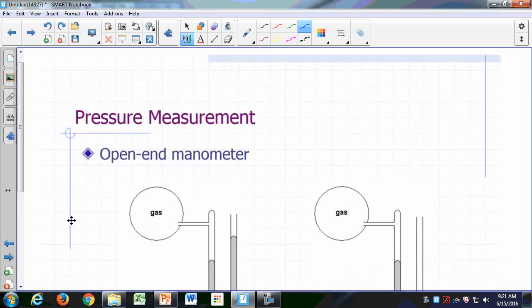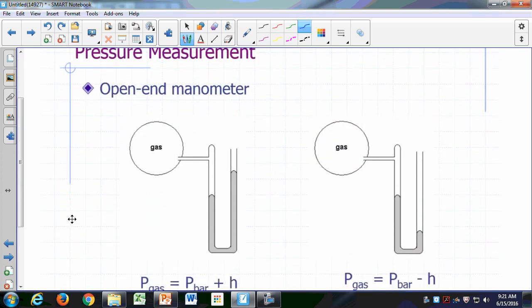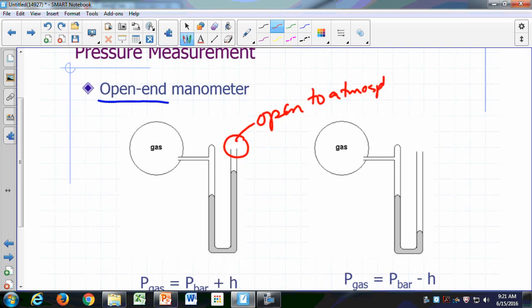Next question here. Here's another way you can measure the pressure of a gas. You can use what's called an open-end manometer. The difference between that and the closed-end manometer is that this side right here is open to the atmosphere. So one side is connected to the gas, and the other side is open to the atmosphere.